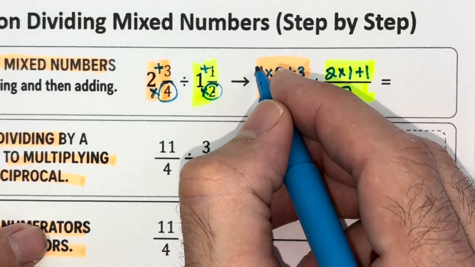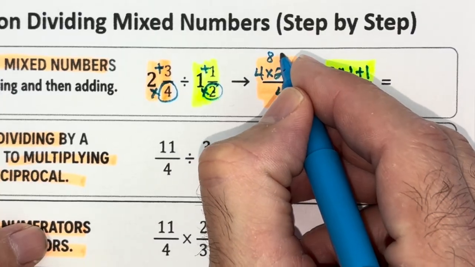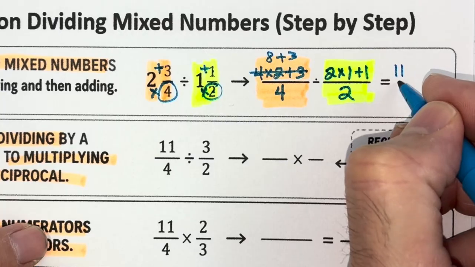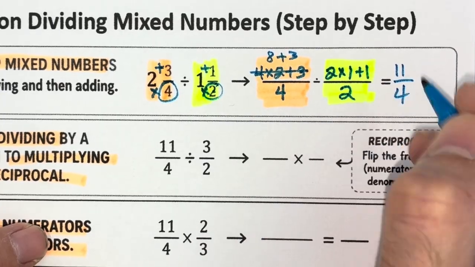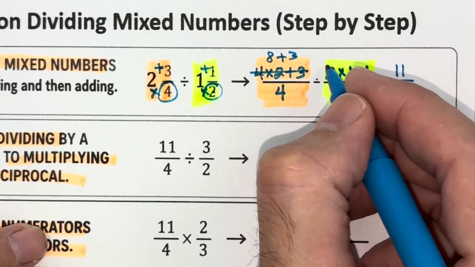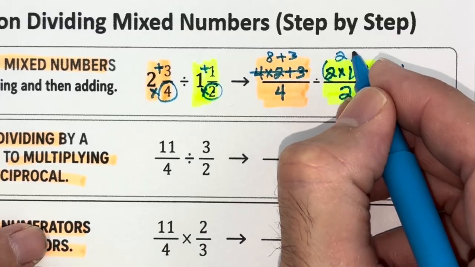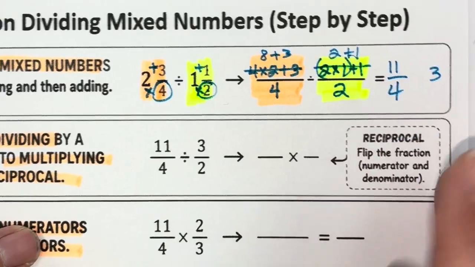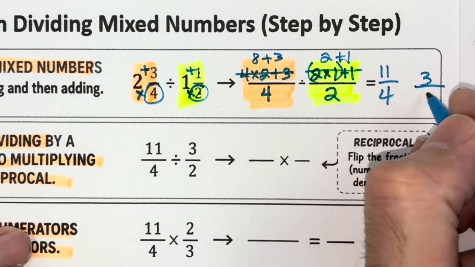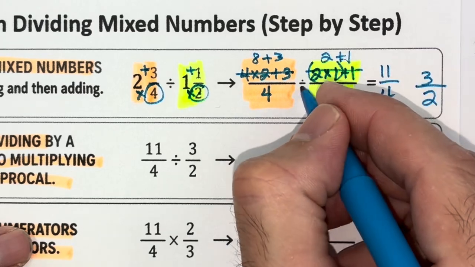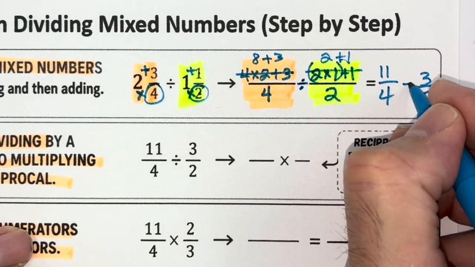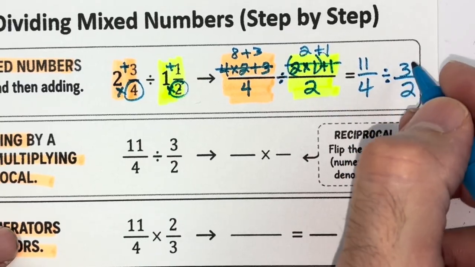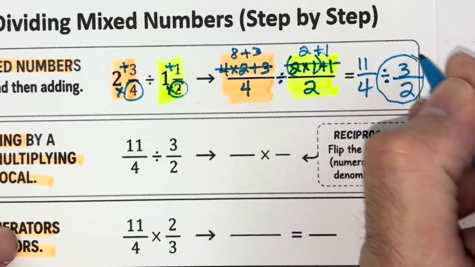So 4 times 2 is 8. 8 plus 3 is 11 over 4. And we've got 2 times 1 is 2 plus 1. That's going to become 3 over 2. And then this is the dividing expression. Now that we've regrouped, this is what we're going to work with.